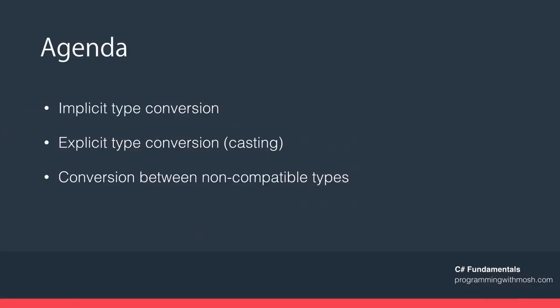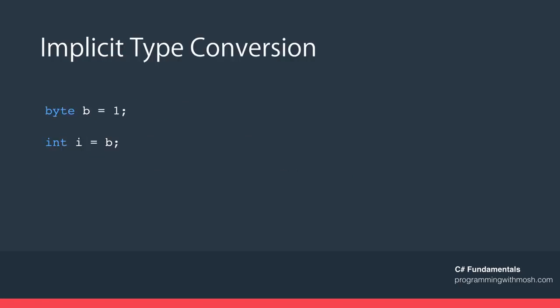In this video, I'm going to talk about various kinds of type conversion in C#. We have implicit type conversion, explicit type conversion, which is also called casting, and we also have conversion between non-compatible types. Here is an example of implicit type conversion. A byte, as you know, takes only 1 byte of memory, and an integer takes 4 bytes. So we can easily copy a byte to an integer.